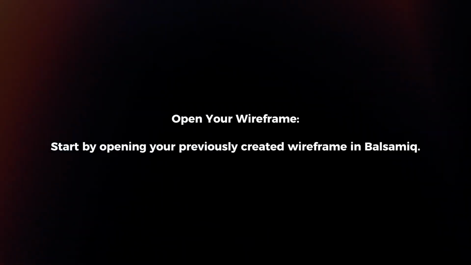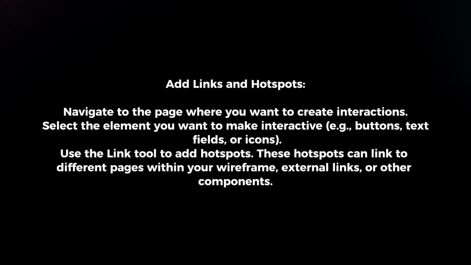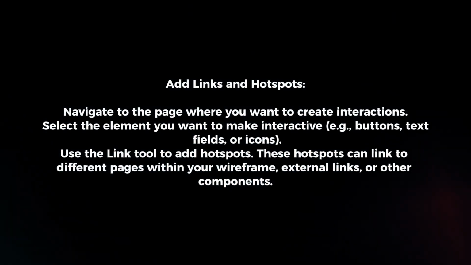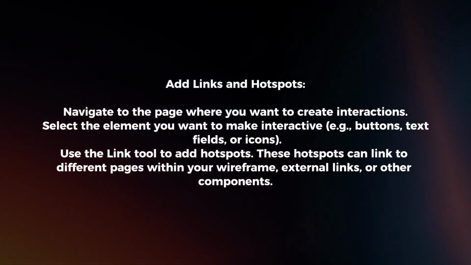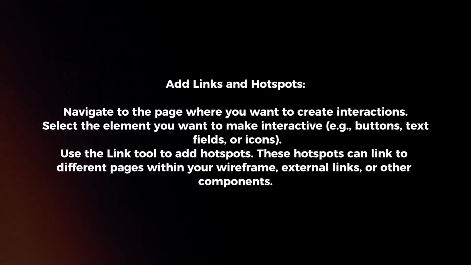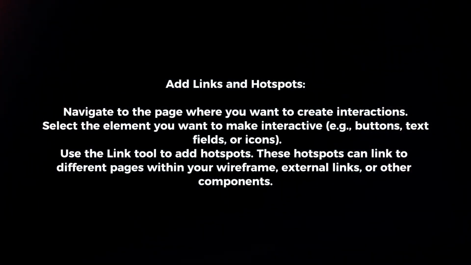Open your wireframe. Start by opening your previously created wireframe in Balsamiq. Add links and hotspots. Navigate to the page where you want to create interactions. Select the element you want to make interactive. Use the link tool to add hotspots. These hotspots can link to different pages within your wireframe, external links, or other components.